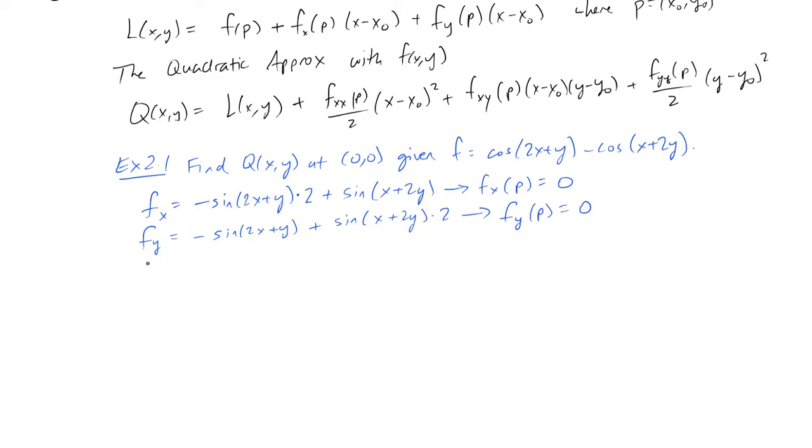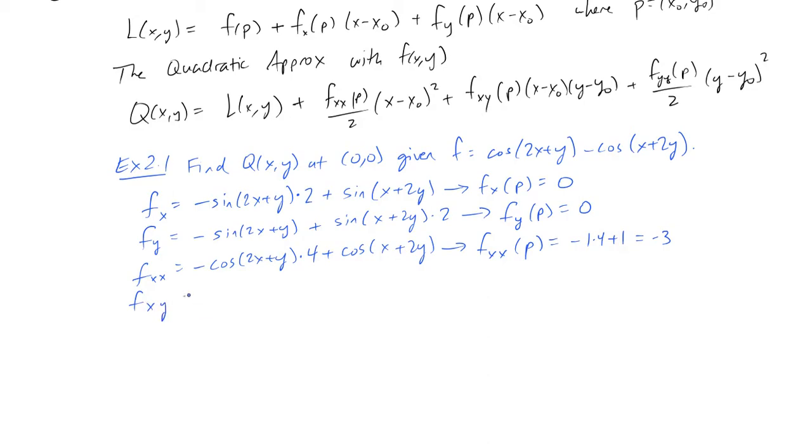Now we're ready to compute our second order partials. So the derivative of this thing with respect to x, well, you take the derivative of sine, you get cosine. So this is negative cosine 2x plus y. You get another 2 out, so that becomes 4 outside. And the derivative of the sine is cosine again, so fxx at the point p is going to be negative 1 times 4 plus 1, which is negative 3.